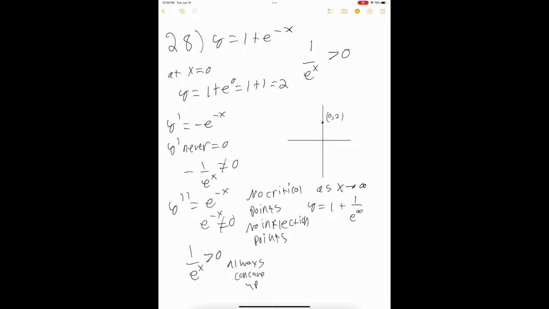So as x is approaching infinity, 1 over e to the infinity is effectively 0. So we could say that y is approaching 1, right? The limit is approaching 1. And so as x approaches negative infinity, we can say that it is approaching infinity, right? Because 1 plus e to the infinity is effectively infinity, right? So we know that as we go more and more negative, the function gets huger and huger, and as we go more and more positive, we get closer to 1. So that's how we graph this function.